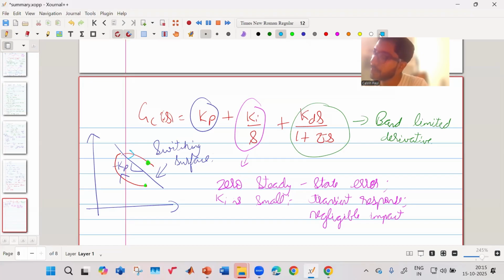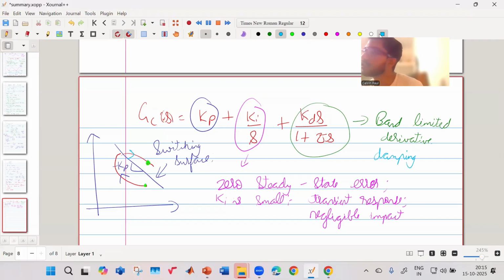KDS upon 1 plus tau S is a band limited derivative. We cannot have infinite bandwidth; it is not practically possible. As well as that, KD improves your damping. It increases the damping in your system. So that is the role of PID.